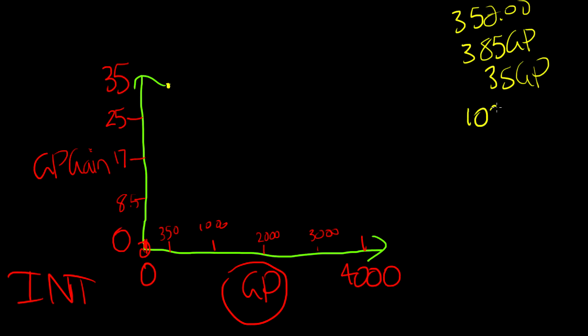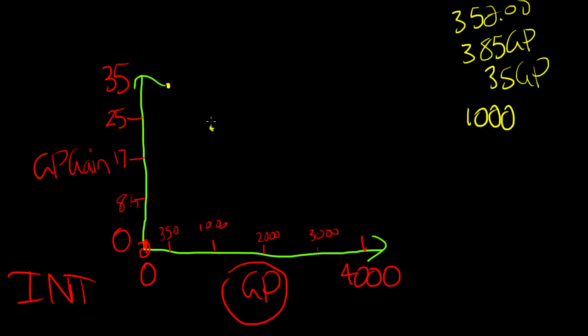So at 1,000 GP, you're probably wondering, well, okay, what kind of things did you see at 1,000 GP? Well, at 1,000 GP, the average GP gain that I saw was around 22, 23 GP gain, which would be around here.